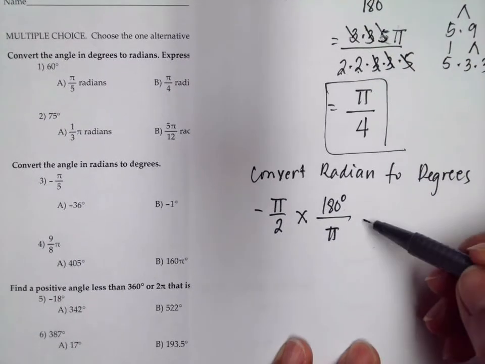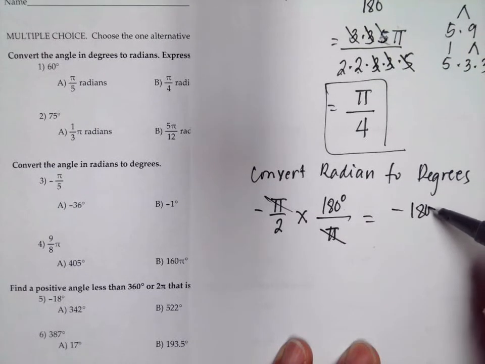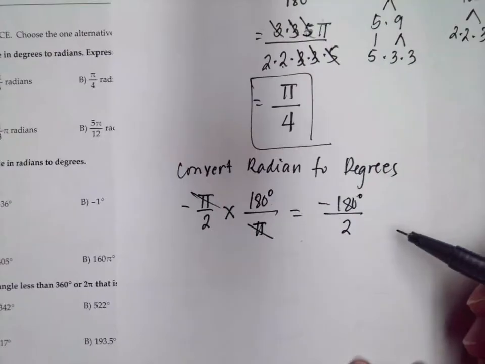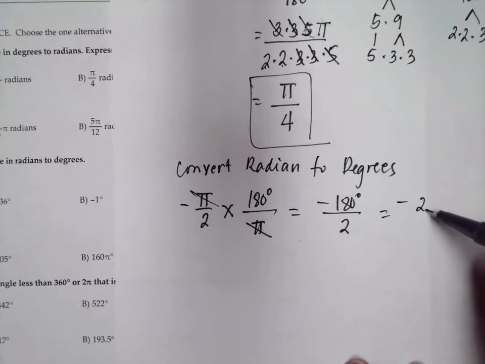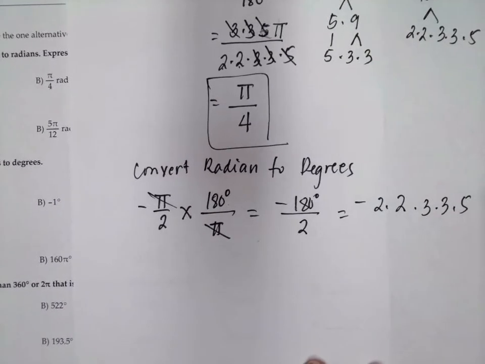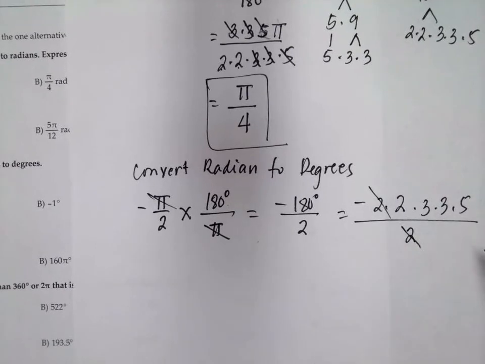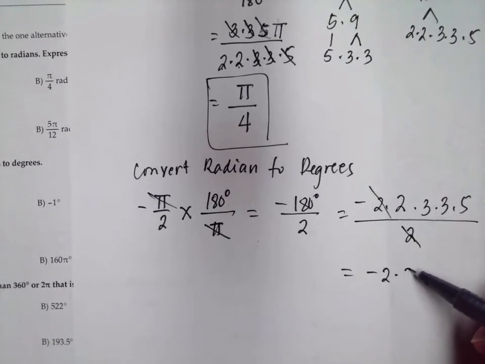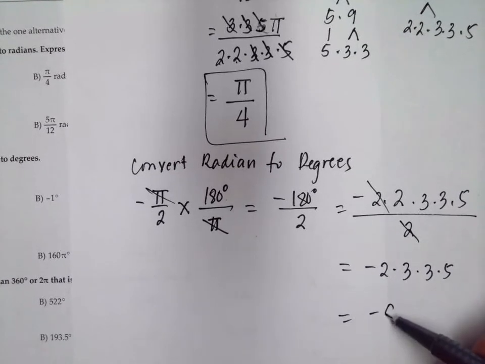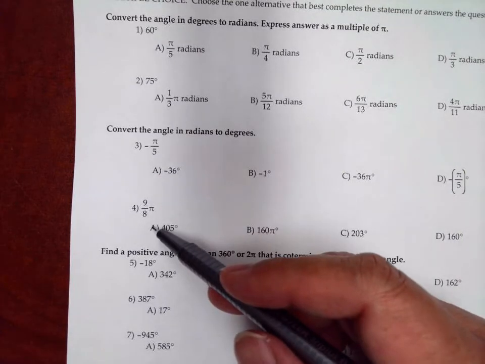So then pi over pi will be cancelled. So you have negative 180 degrees over 2. And factors of 180 is 2 2s, 2 3s, and 1 5 over 2. So 2 over 2 will be 1. So we have remaining negative 2 multiplied by 3 multiplied by 3 multiplied by 5. So this will be negative 90 degrees. So this is how you will solve number 3 and number 4.